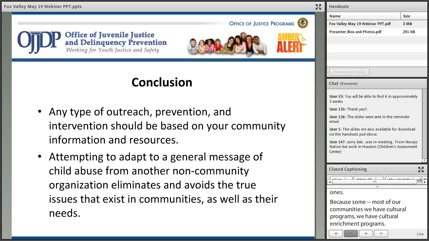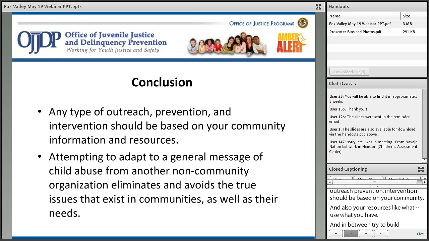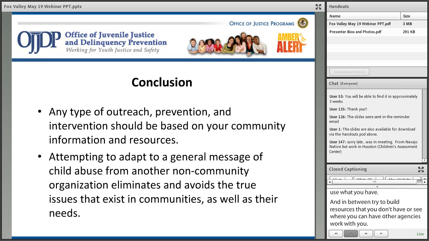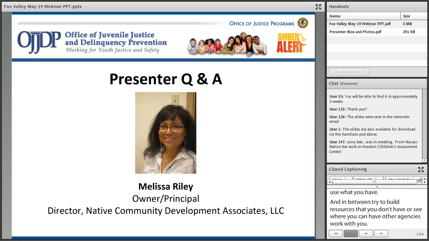So in conclusion, any type of outreach, prevention, and intervention should be based on your community and also your resources. Use what you have, and in between, try to build up resources that you don't have, or see where you can have other agencies work with you. And attempting to adapt messages from other communities or non-native communities really doesn't create that strong connection that you need about what your community's actual needs are.